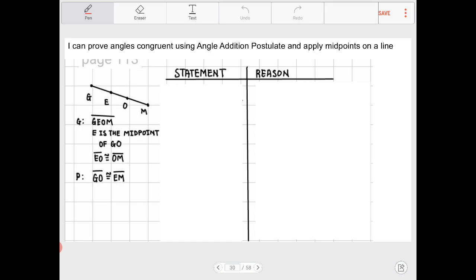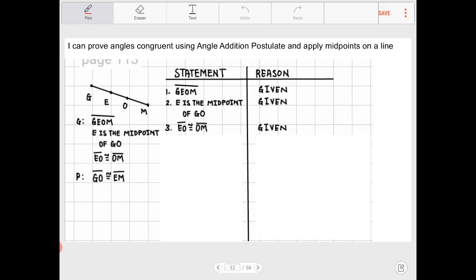Okay, so pause the video once again, draw the diagram for yourself, and place in the statement and reason chart the various givens like I have here. So hopefully you guys had some time to think about this. Here we're utilizing one other definition, which is that E is the midpoint of GO.